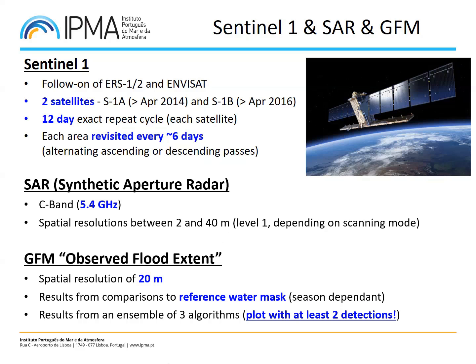Another thing to take into consideration in this product, the observed flood extent, is that it's a result from an ensemble of 3 algorithms. They all compute independently if there is a flooded pixel or not. But the plotting only exists if 2 algorithms detect it. So if 2 algorithms are depicting a flooded area. If there is just one of those, you will not have it, but it might happen. So this is something that you have to take care of, this season dependence and the 3 algorithm issue when we are looking at the data.